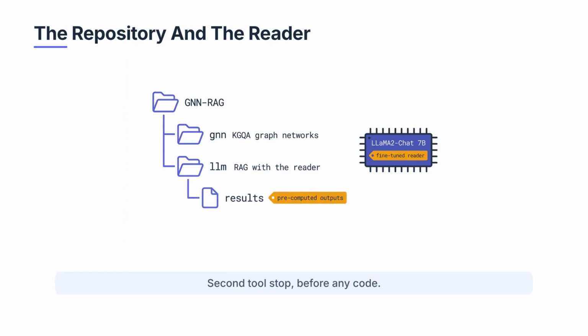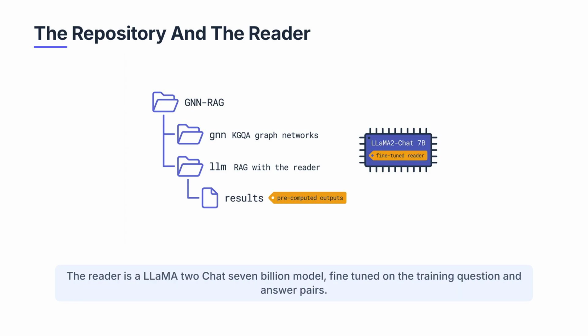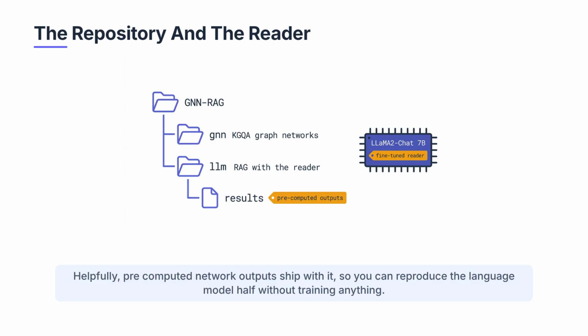Second tool stop, before any code. The repository, cmavro/GNN-RAG, splits into 2 folders. GNN, holding the graph network implementations, and LLM, holding the retrieval augmented generation side. The reader is a Llama 2 Chat 7 billion model, fine-tuned on the training question and answer pairs. Helpfully, pre-computed network outputs ship with it, so you can reproduce the language model half without training anything.